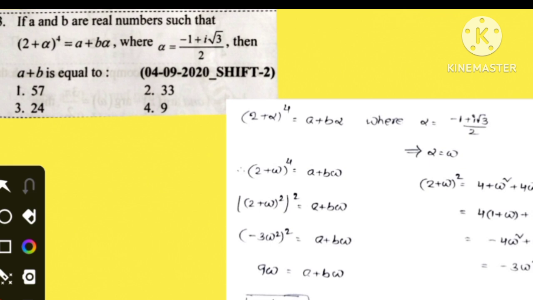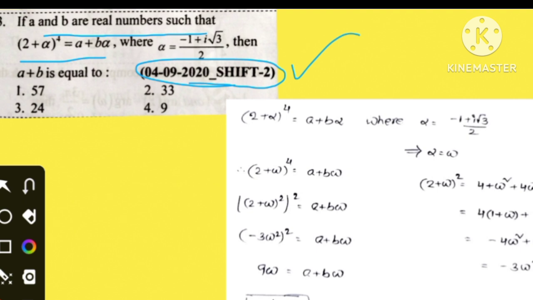See the question. The first problem is the question given in the 4th night 2020 shift 2 paper. If A and B are real numbers such that 2 plus alpha power 4 is equal to A plus B alpha, where alpha is equal to minus 1 plus i root 3 by 2, then what is the value of A plus B?